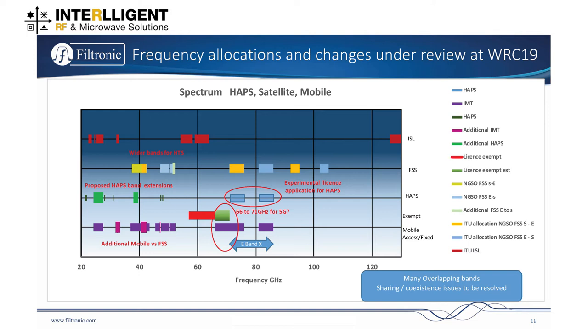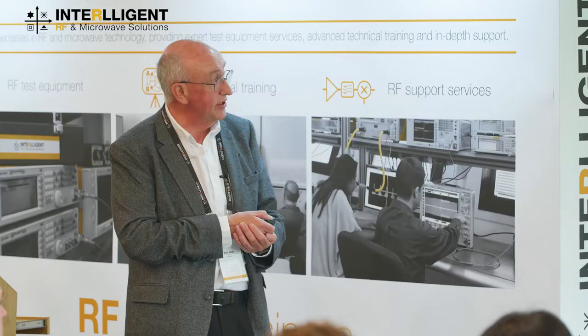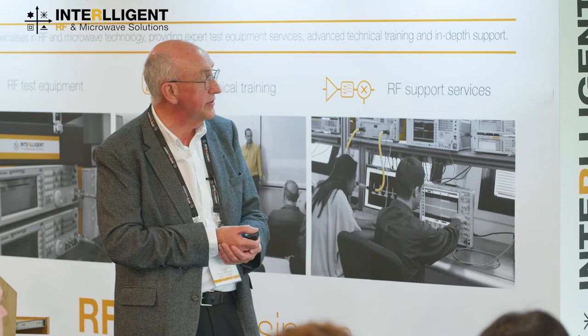If we look at HAPS, at the moment there are some very narrow bands identified. Round about 48 is a current band. There's a move to open up a much wider band around about 39 gigahertz. And then in North America, there's another band down at 26 or 27 gigahertz.